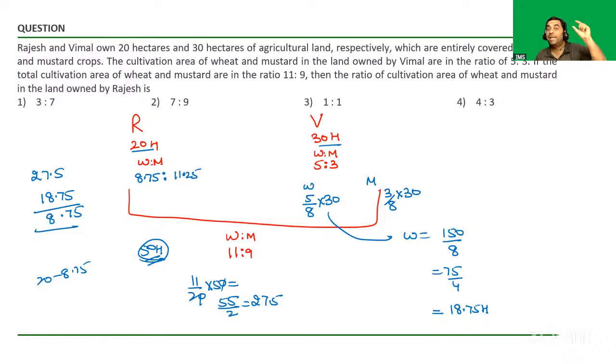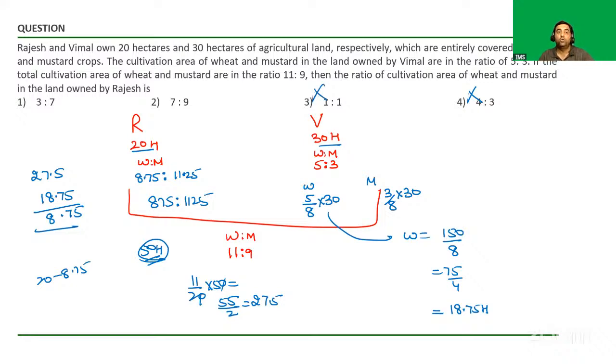So that means if we keep an eye only on one content, which is wheat in this case, you may look out for mustard also. So therefore, I got to know for Rajesh it is going to be 8.75 is to 11.25. Now, what I can do is smartly play, and without even solving also, I know what is going to be the possible option. Option number 4 cannot be the answer because the first part of the ratio is going to be smaller. So therefore, this option is also ruled out.